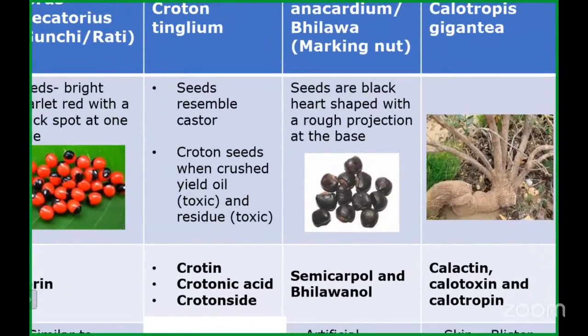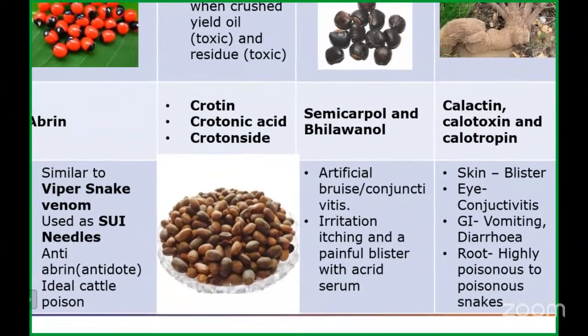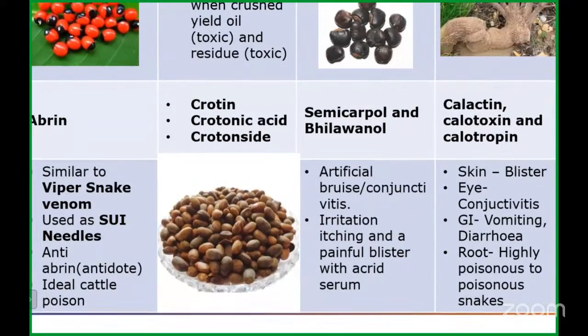You can still find these in some old tailor shops in India, if you visit some peripheries where the tailors are using these seeds for marking. These seeds are black and heart shaped with a rough projection at the base. They're called marking nut, and because of the sharp edges, they can produce bruises on the body, which are artificial or induced bruises. They're not caused due to an injury.